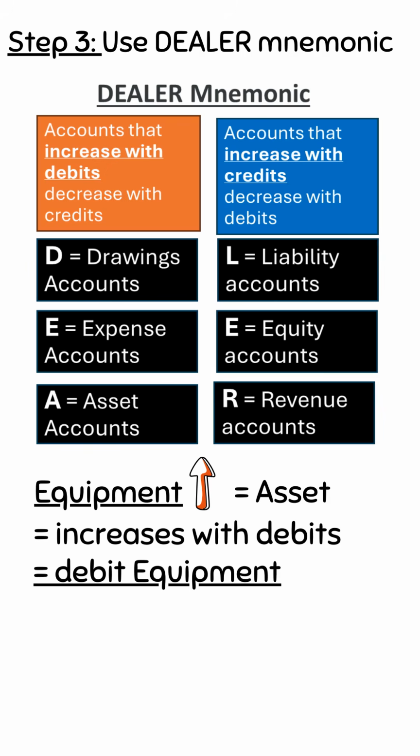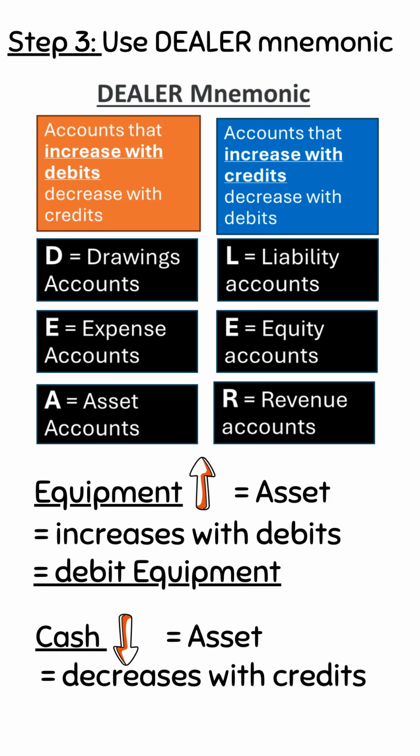The second part of our transaction is a decrease to cash. In step 2, we said that cash is also an asset. The dealer mnemonic tells us that assets increase with debits, but in our case, cash decreased. That means that we have to use a credit. So, we need to credit cash.